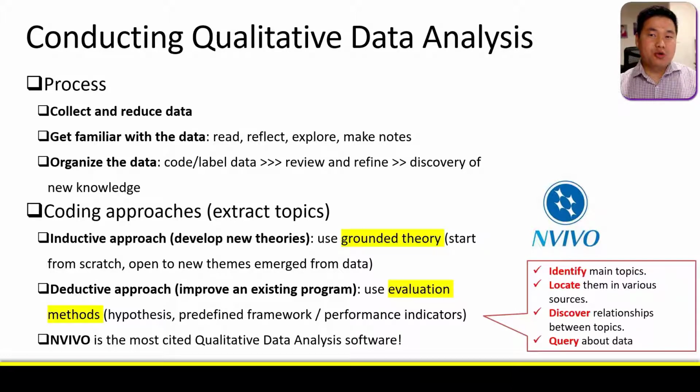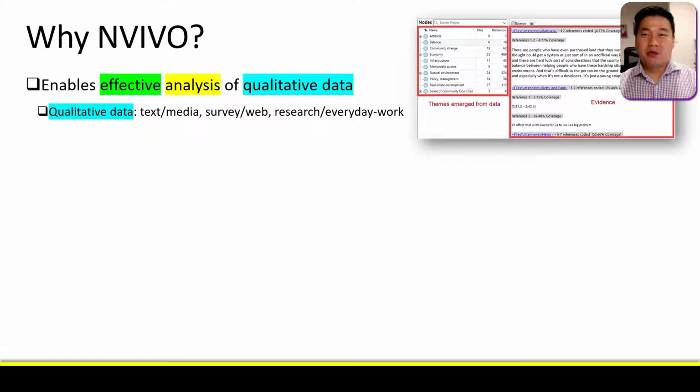One of the most popular tools for qualitative data analysis is NVivo. We can use it to identify main topics from the text, locate where these topics are in various data sources, hopefully discover relationships between these topics, and query, or ask questions of, the data. Surely, we've been doing qualitative research well before the creation of NVivo. So what difference does NVivo make? Well, it enables effective analysis of qualitative data.